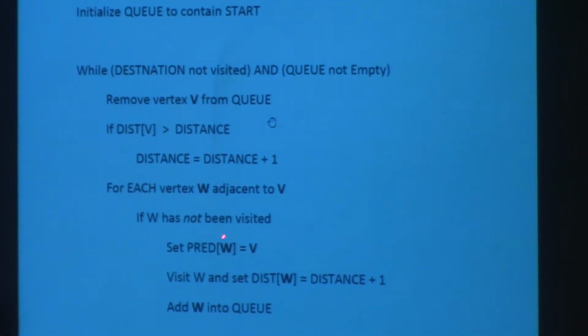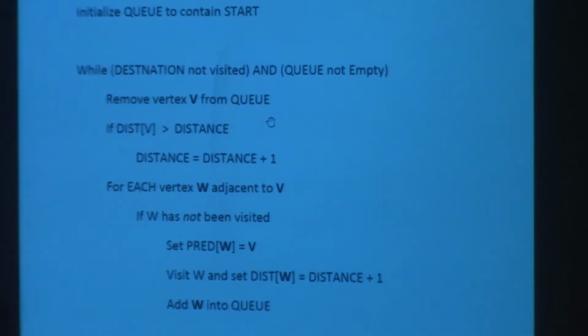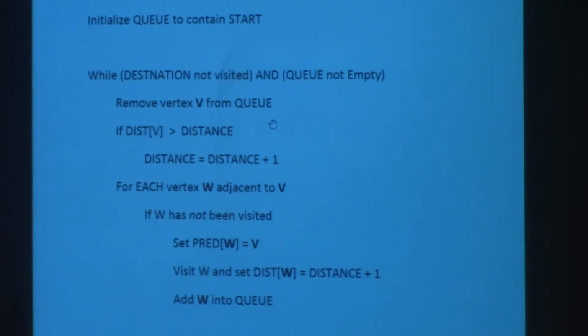Okay, so when I finish all of this business, I'm going to go up here. Now, I'm going to check whether I visited the destination. Since the destination was supposed to be G, let's say, I will notice that I have not visited G yet, so destination not visited is true. Q is not empty, true. B, C, D are in there. So I will remove B from the Q, leaving CD. Now, what's the distance of B? Well, the distance of B was set here as 1. So therefore, is the distance of V, which is 1, greater than distance?